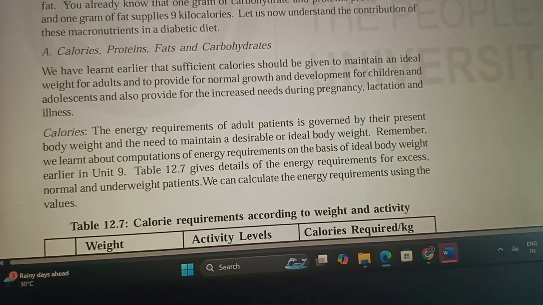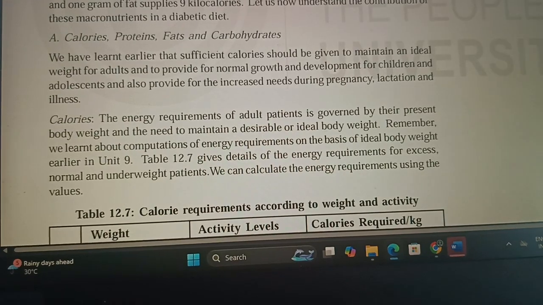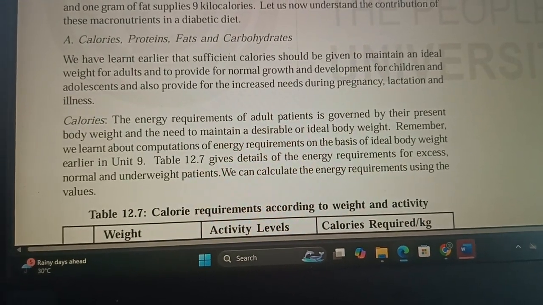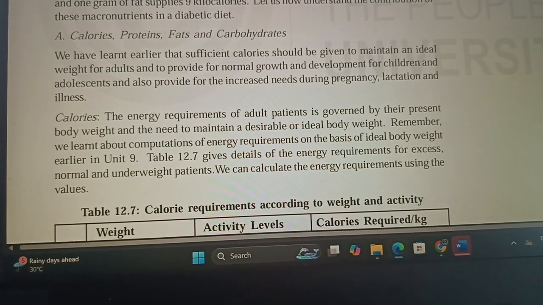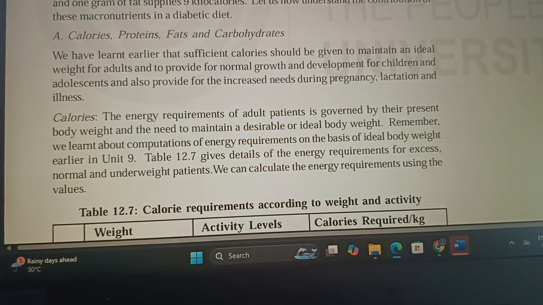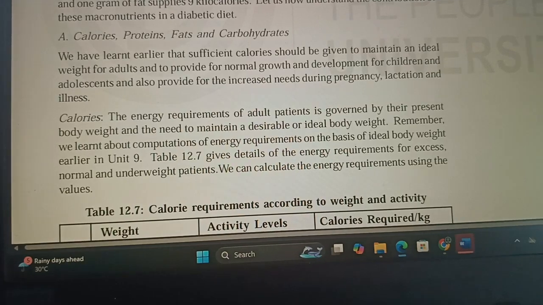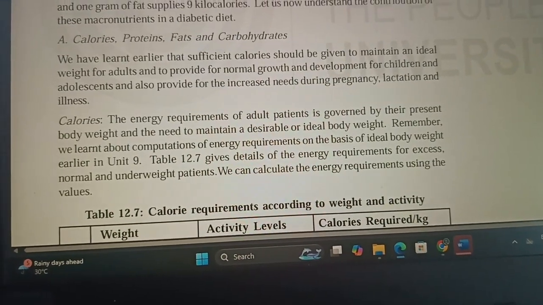Okay, and it also helps to provide normal growth and development for children and adolescents, and also provides for the increased needs during pregnancy, lactation and illness. Okay, first one we'll learn about calories.